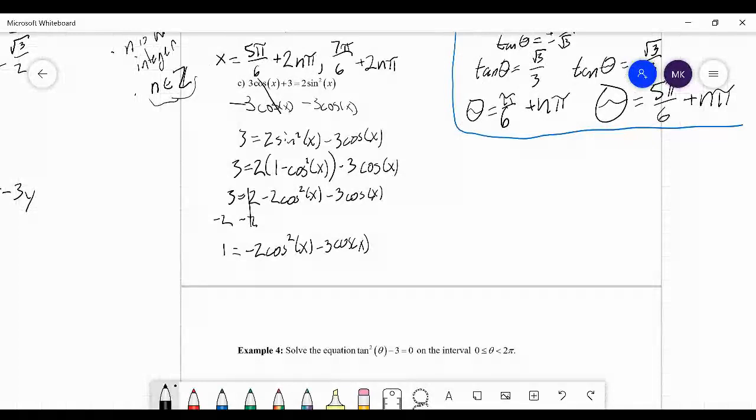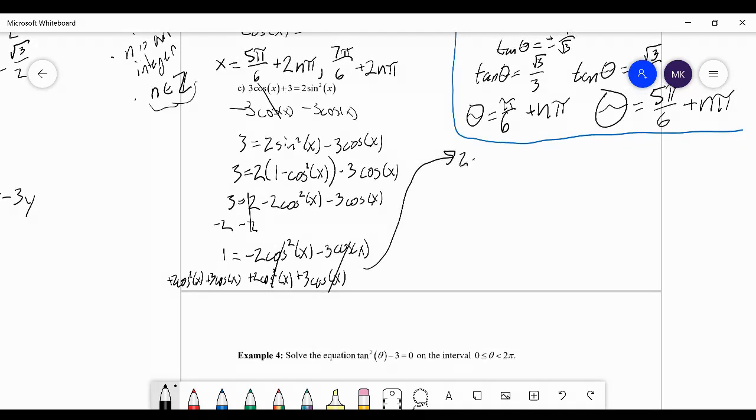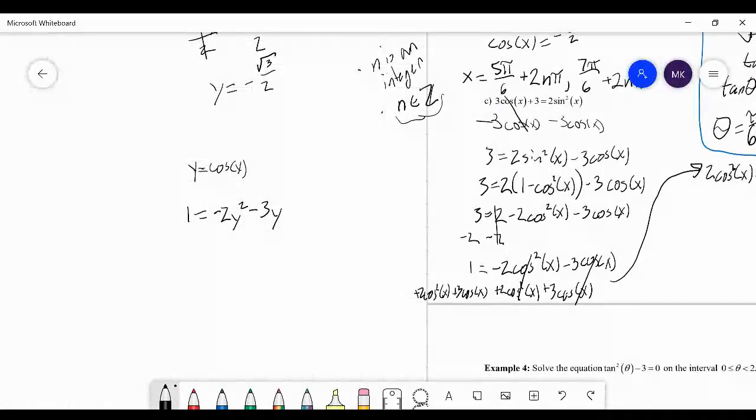And so to solve a quadratic equation like this, we always want to get it in relation to 0. Because I've got negative 2 cosine squared x minus 3 cosine x, I'm going to add 2 cosine squared x and add 3 cosine x to both sides. And those cancel. What I end up with is 2 cosine squared x plus 3 cosine x plus 1 equals 0. Now, how do I factor this, right? If we think back to over here with the y's, what we now have is 2y squared plus 3y plus 1 equals 0.